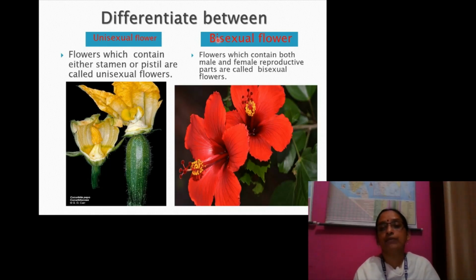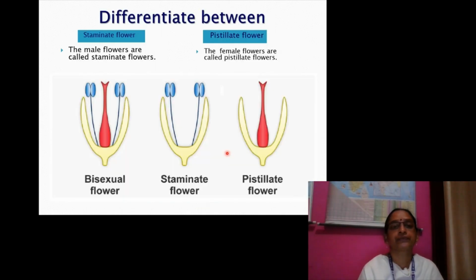But in the case of bisexual flower, flowers which contain both male and female reproductive parts are called bisexual flowers. Look at this flower. Here you can see the stigma, and stigma is present in the female part. Here you can see the stamen. So the female part and male parts are arranged in the same flower. It is called bisexual flower.